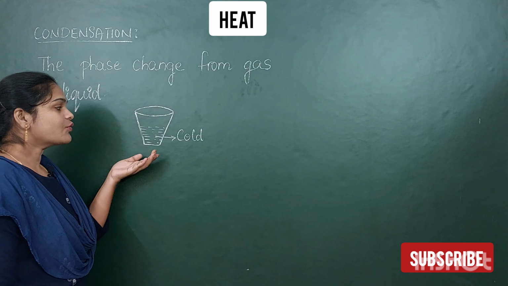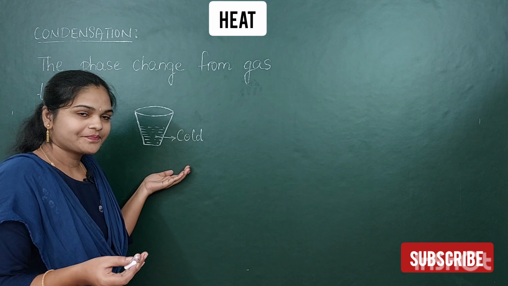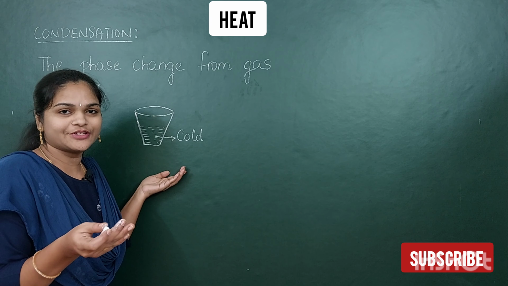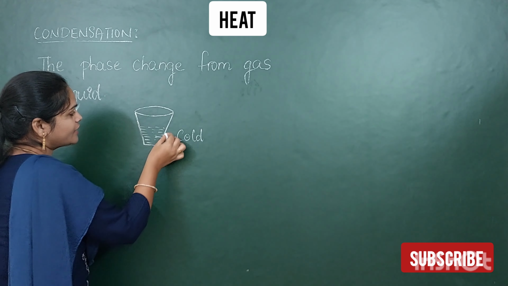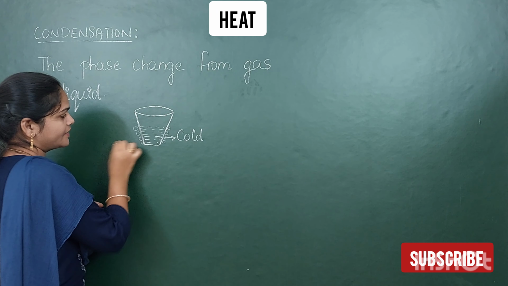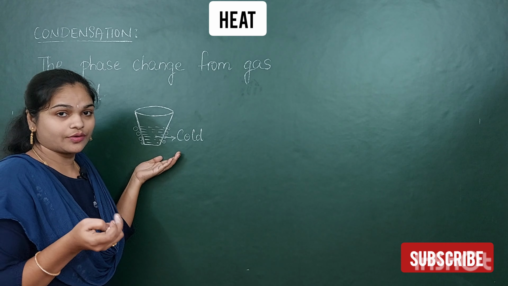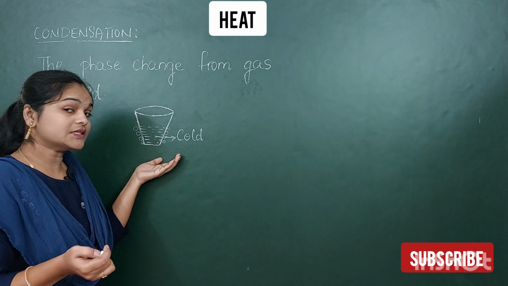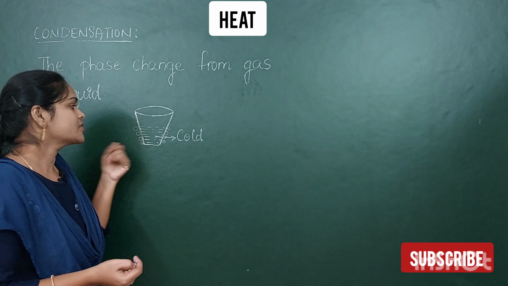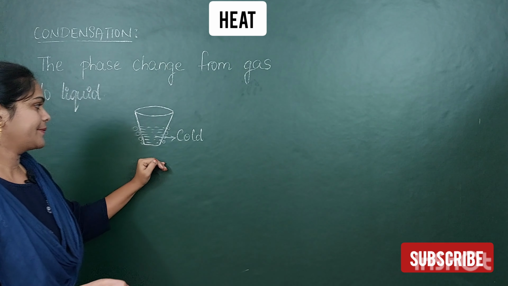When you pour cold water into a glass tumbler, what happens? Water droplets will form on the outer surface of the glass tumbler. Small water droplets form on the outer surface. Why do these water drops form on the glass tumbler? Let's see the reason.